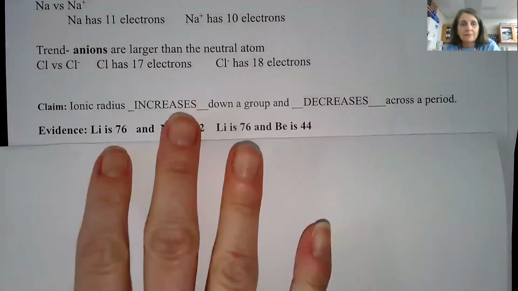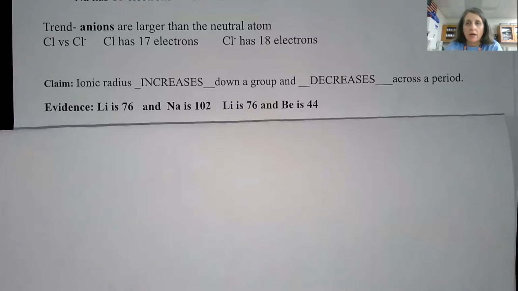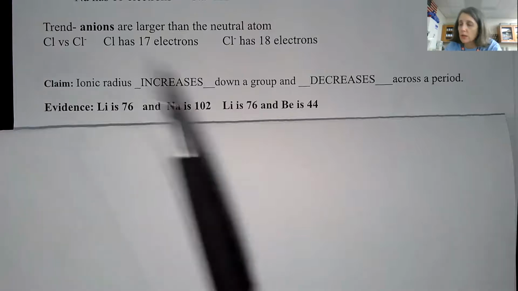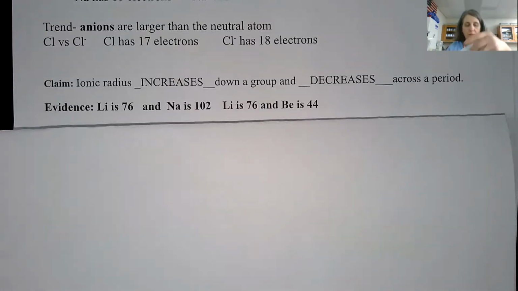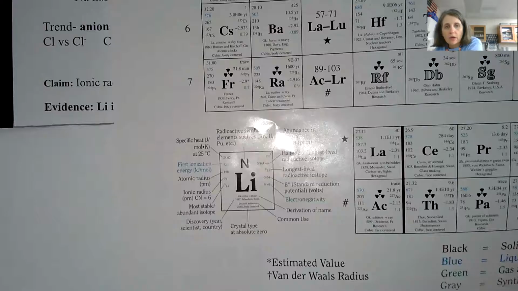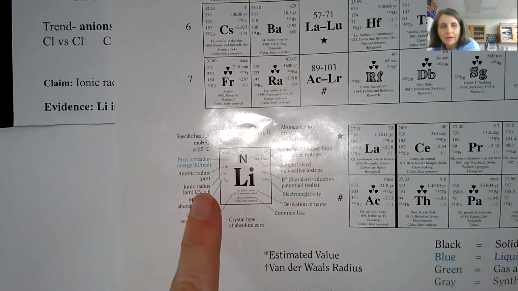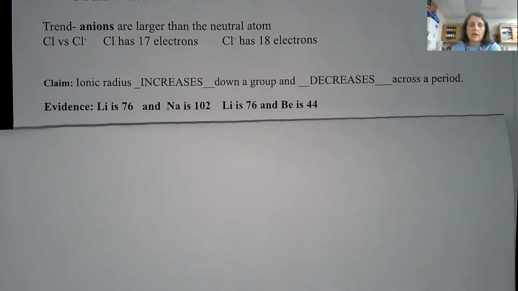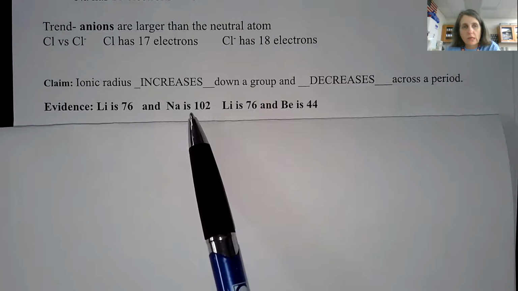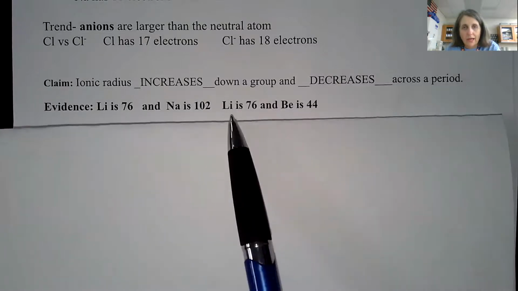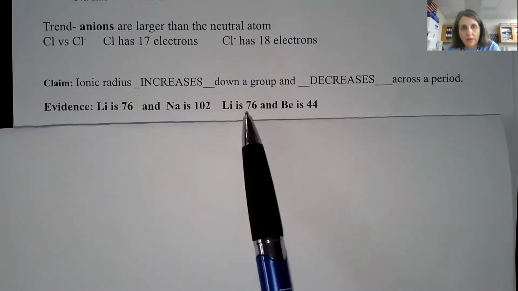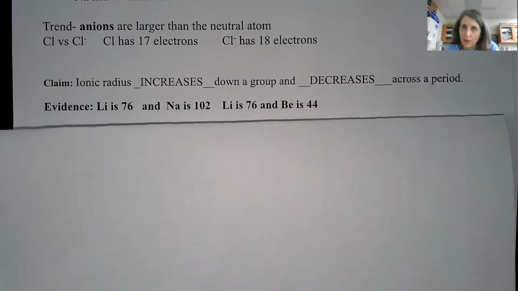So evidence, again, is going to be the graphs that you could make. We didn't have you do a graph for this one, so I pulled just a couple elements to compare. When you look up ionic radius on your Flynn periodic table, it's going to be on the back side. If you go underneath atomic radius, you will see ionic radius. Lithium is 76, sodium is 102. As you go down, the ions get bigger. As you go from left to right, they get smaller. Lithium compared to beryllium is 76 compared to 44.